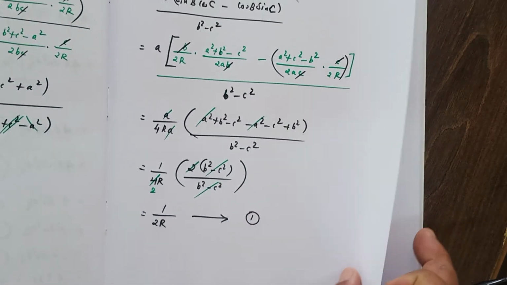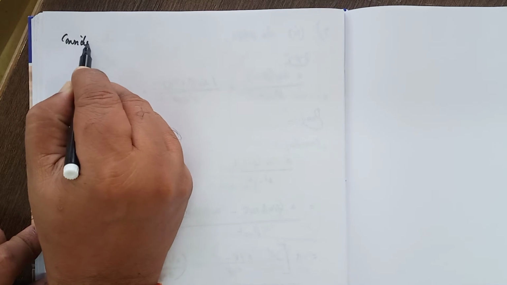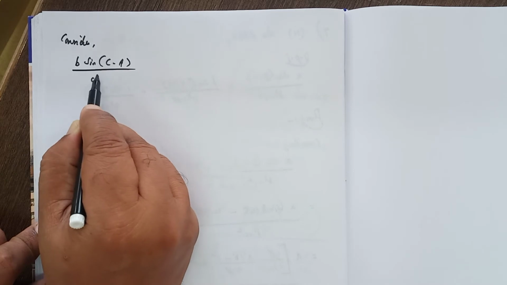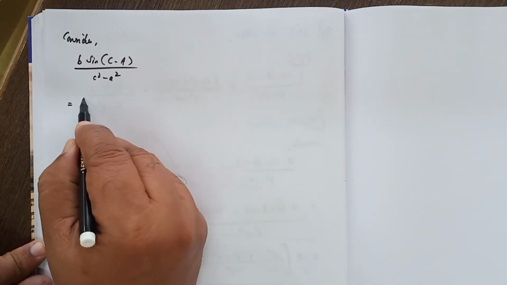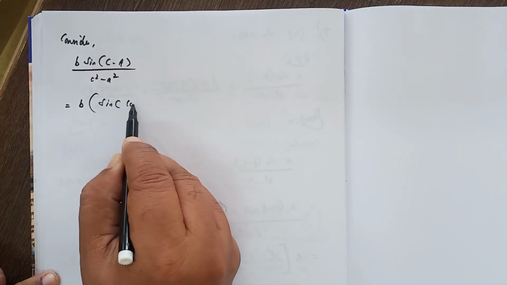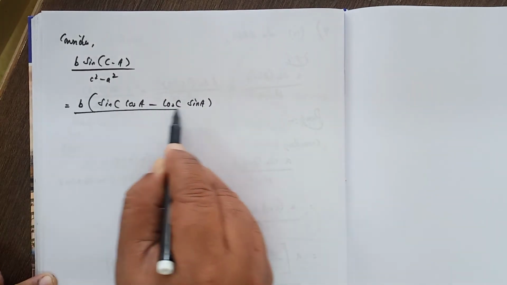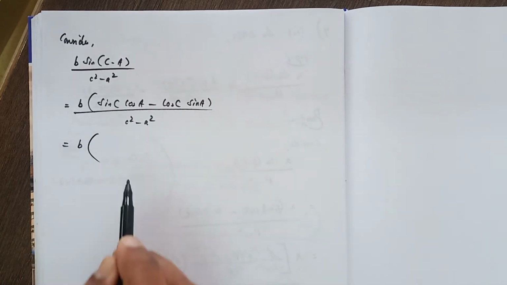Now I am going to consider b sin(C minus A) divided by c squared minus a squared. Consider b sin(C minus A) divided by c squared minus a squared. Okay. Now b write as it is. Now we can apply the formula for sin(A minus B). If we apply, we'll be getting sin C cos A minus cos C sin A whole divided by c squared minus a squared. That is equal to b write as it is.